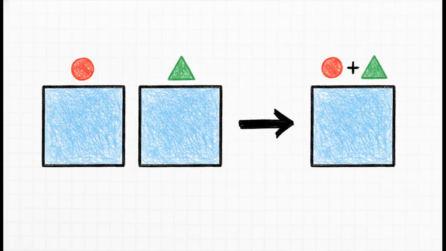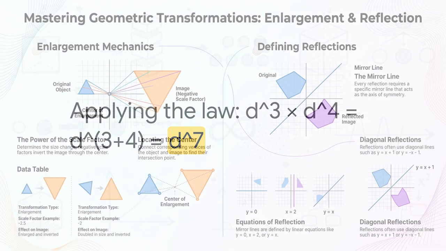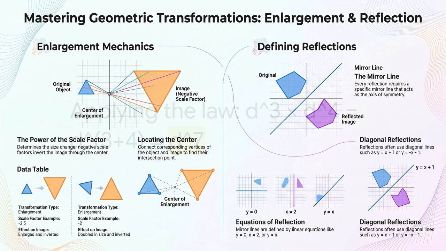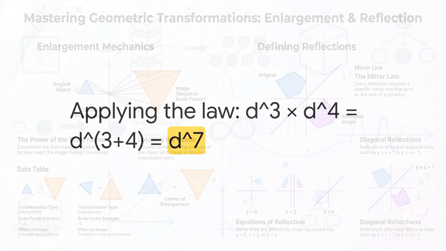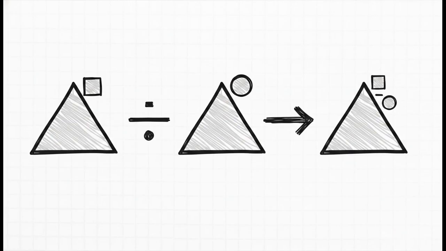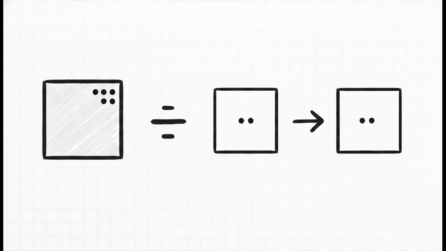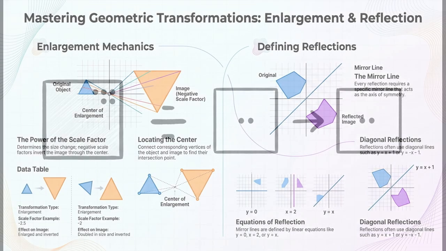Ready? First up, multiplication. When multiplying terms with the exact same base, just add the indices together. See, that means d cubed times d to the 4th simply becomes d to the 7th. Next is division. When dividing terms that share a base, you just subtract the indices. Easy. So m to the 4th divided by m squared leaves us with just m squared.